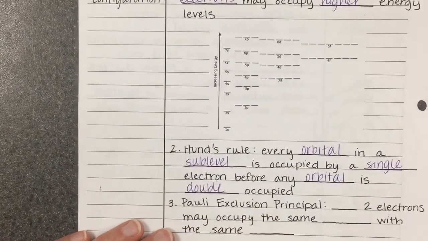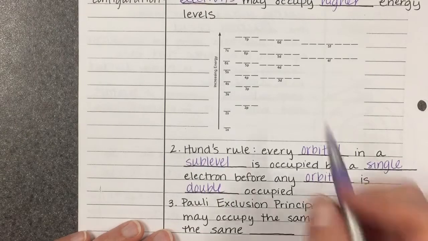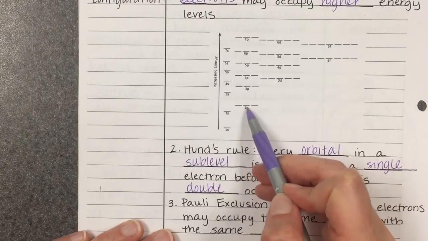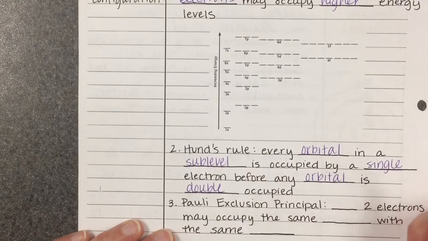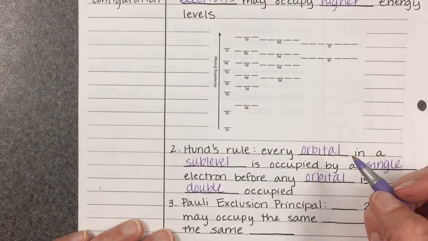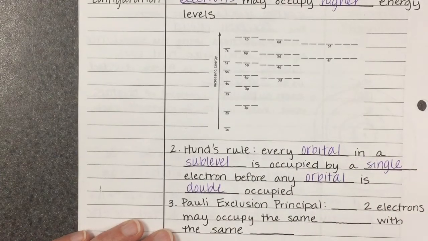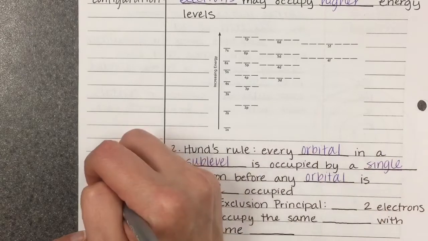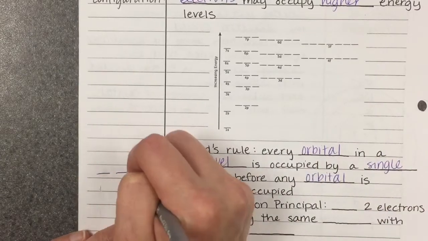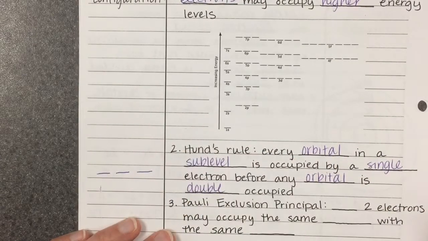So over to the side, I'm going to show you what I mean. Notice that the 2p sublevel has 3 spaces. That's because a p sublevel has 3 orbitals. Now, electrons are represented using arrows. So when we're drawing out these diagrams, we're going to use arrows to show the electrons.